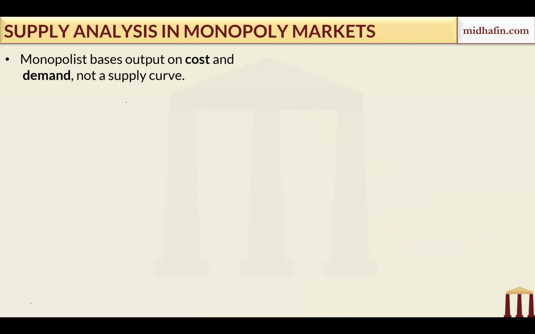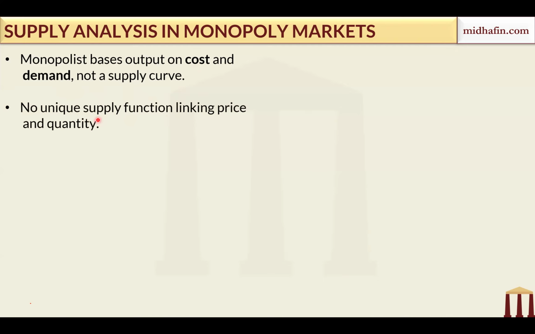Now, monopolists, they base output on cost and demand, not on the supply curve. Okay, not on a supply curve. So the firm is not taking the price from the market. It is facing the entire demand curve and it is choosing the quantity that maximizes the profit. Okay, so the output is depending upon two things. You have market demand, okay, and the firm's own cost structure, not any supply curve.